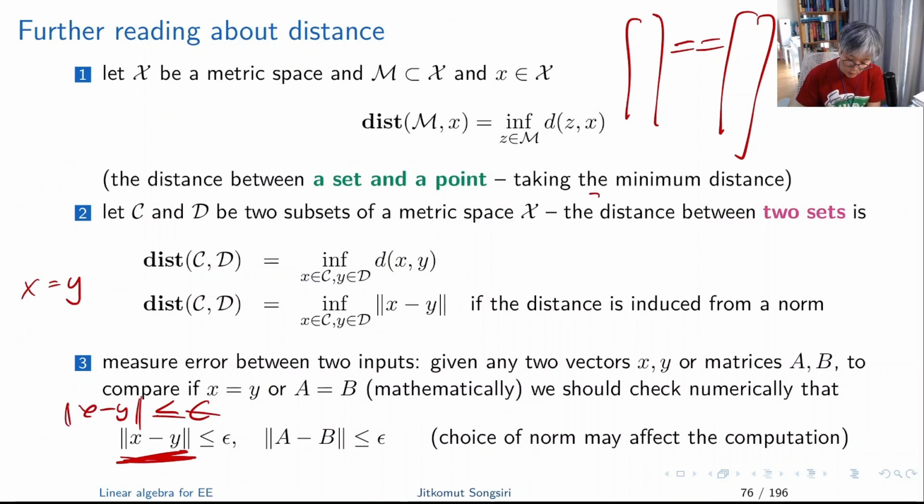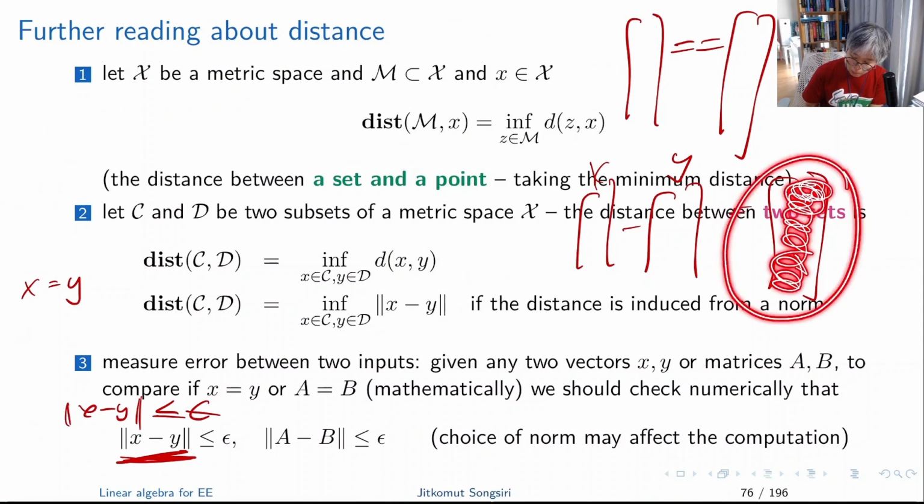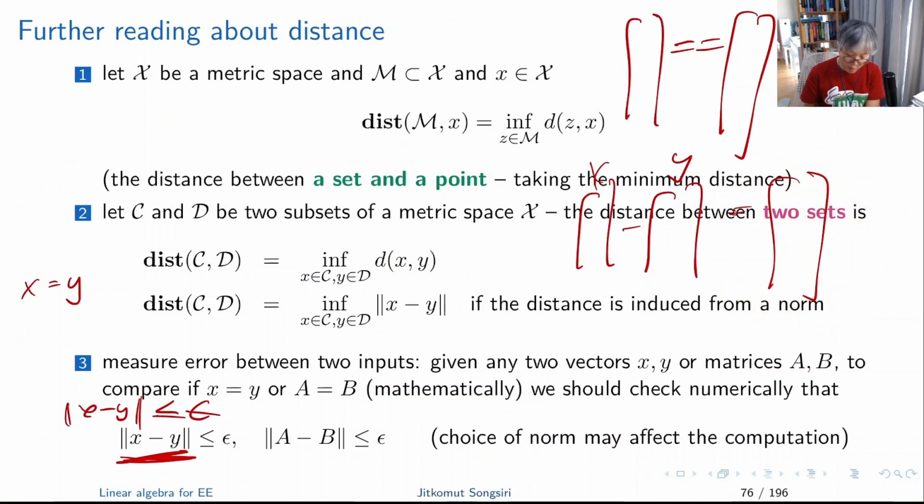So what you do is subtract one from another, and that's going to be a vector whose entries are very close to zero but not exactly zero, and you use the concept of norm to measure the size of this error. This concept goes the same when you work with matrices. Instead of checking whether A equals B exactly, you measure the distance.